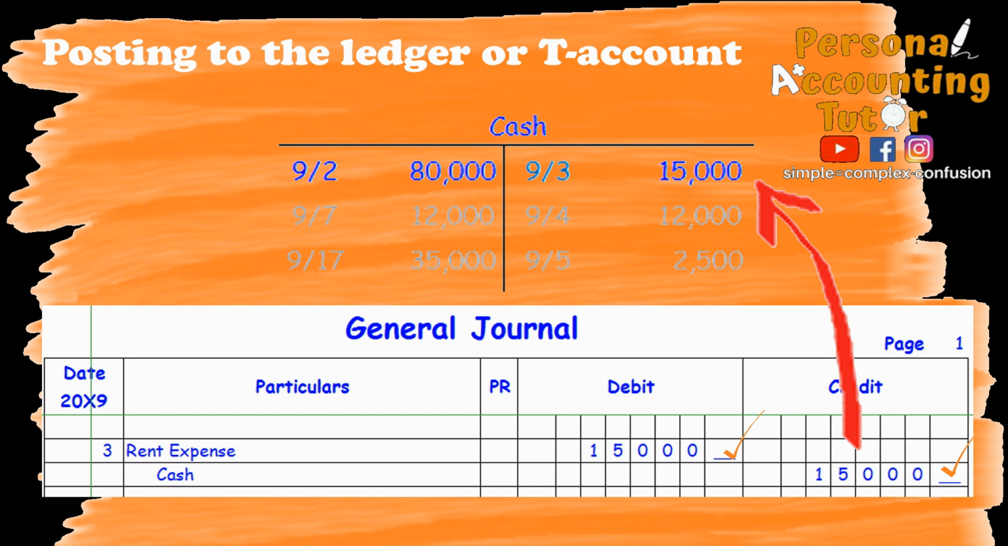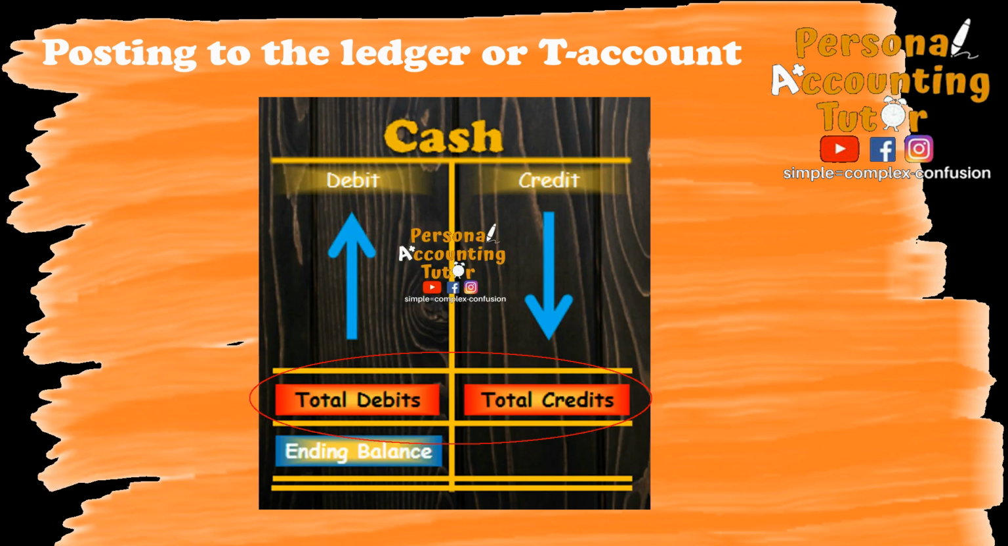After posting, by the way, get the total of both the debit and the credit sides of the T account and the net or the final balance. Actually, that's the point of the T account, to get the balance of its account at the end of the accounting period to be summarized in the unadjusted trial balance in preparation for adjustments and the formal financial statements.